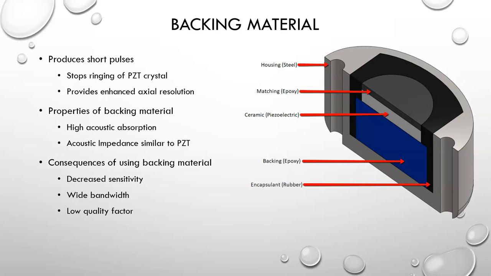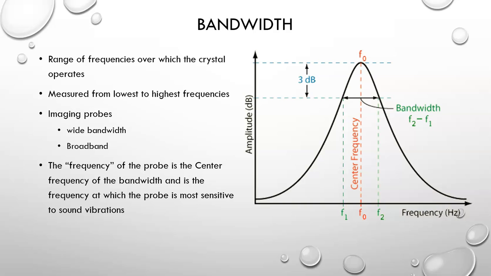So let's talk about what bandwidth is. Bandwidth is the range of frequencies over which the crystal operates. When you strike the crystal with an electrical pulse, it'll create many frequencies, though the center frequency will always be the strongest. It's like striking a bell. You'll always hear a particular tone from a bell, but you'll also hear tones above and below at different frequencies with the bell also.